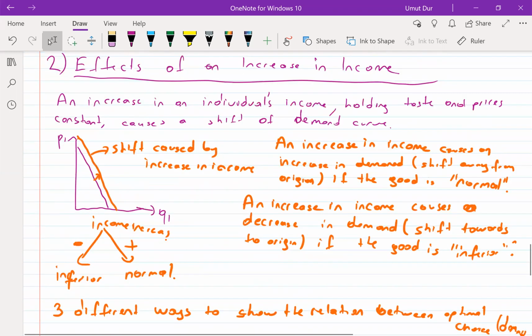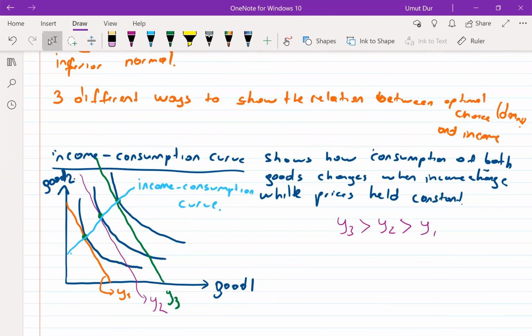Here, I'm interested in the relation between the optimum bundles and the income, which means that I need to keep the prices constant, and I'm just changing the income. So changing the income causes a shift of the budget line. So the higher the income, the further out the budget line. Then I'm just looking at the optimum bundles for different levels of income. And I'm just connecting them. Nothing fancy.